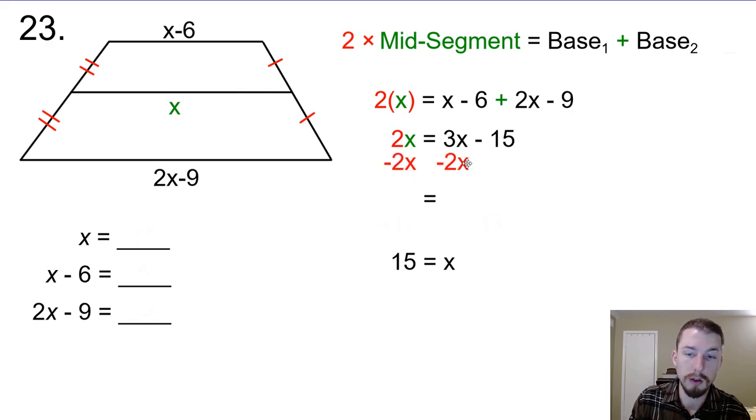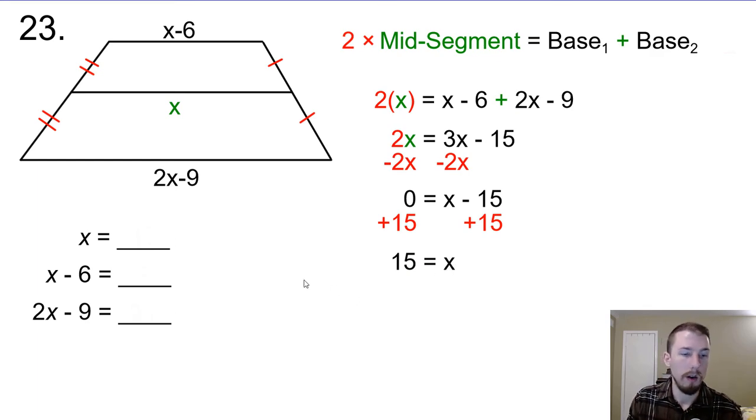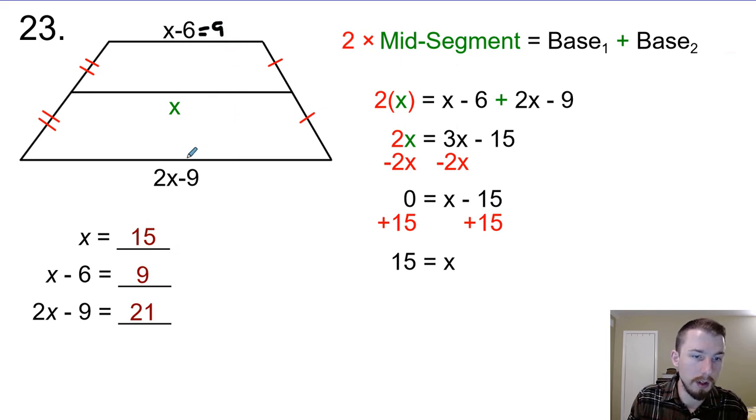So subtract 2x from both sides, leaving us with, well, what's 2x minus 2x? Absolutely nothing. So 0 is equal to 1x minus 15. Then we add 15 to both sides, leaving us with 15 is equal to x. All right, so now we have x is 15. We can plug it in. 15 minus 6 is 9, and then 30 minus 9 is 21. And in case you're wondering, the average of 9 and 21 is 15, because that would be 30, and half of 30 is, sure enough, 15. Cool, so we know we did it right.